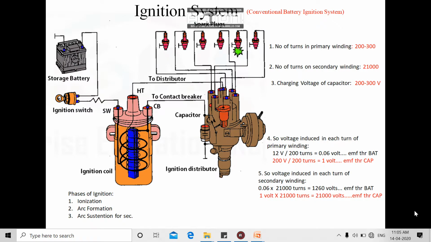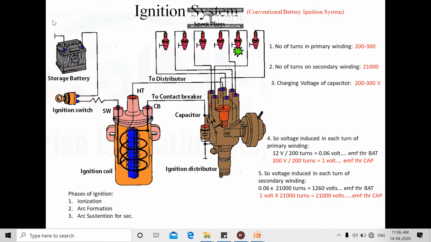Till here, we have completed the construction of the conventional battery ignition system. Now, we'll see the working of the conventional battery ignition system. We'll start from the battery first of all. So this is our battery or voltage source.